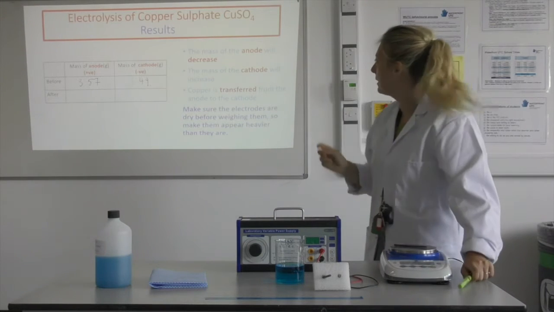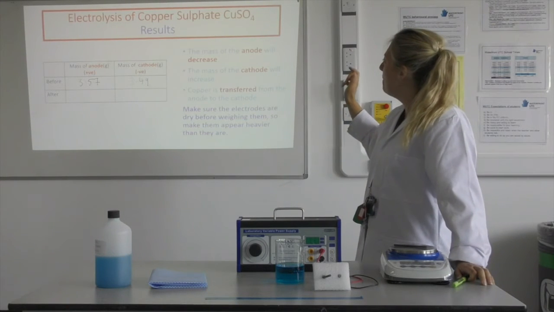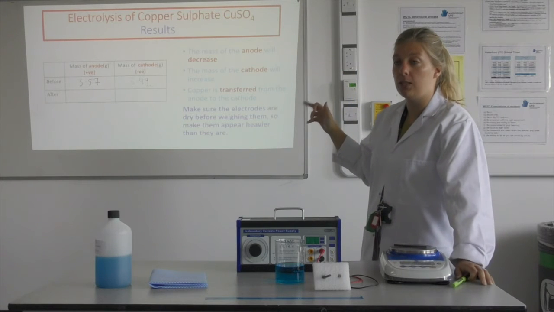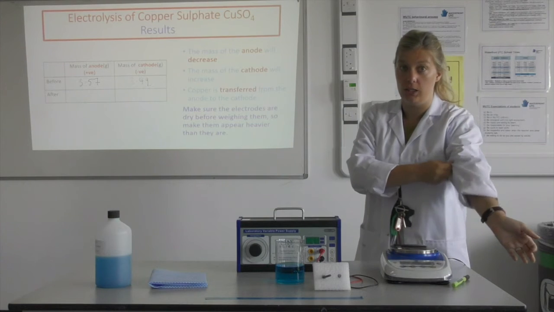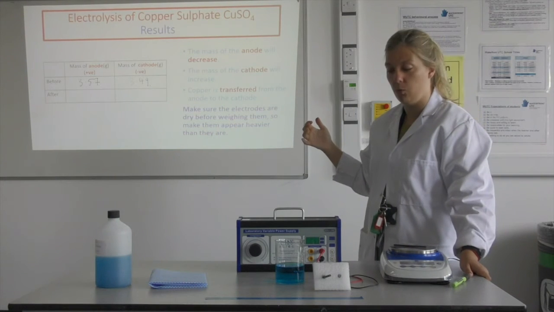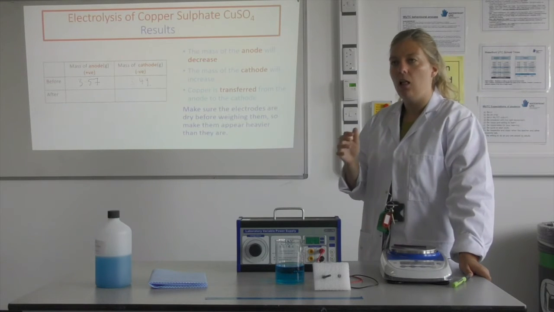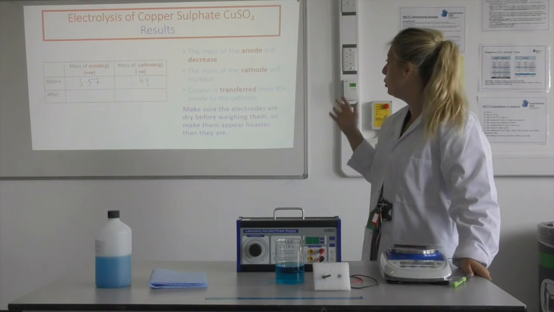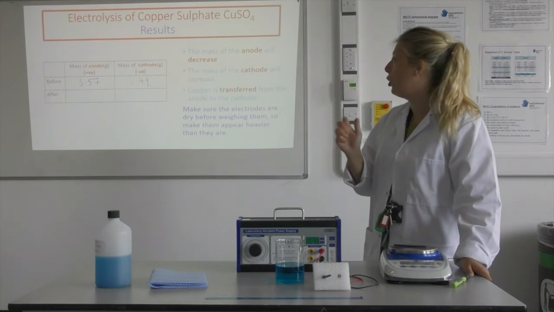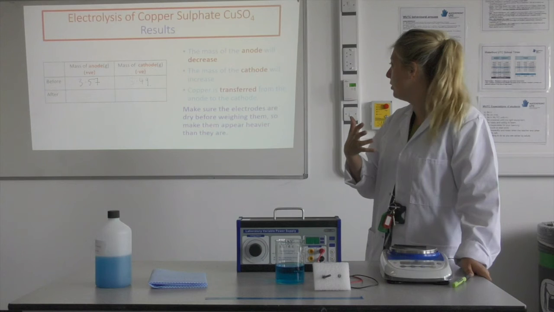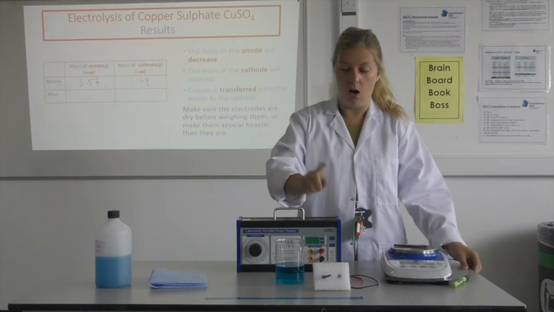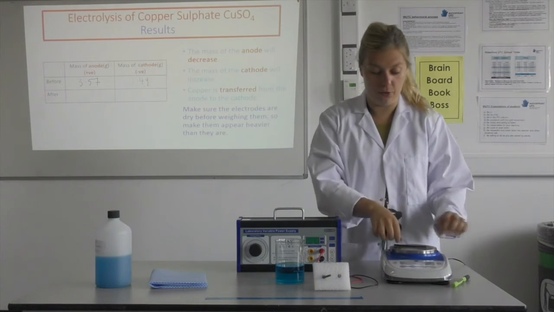Now, what we'd expect to see is the mass of the anode should decrease, okay, because it's going to be losing oxygen. And the mass of the cathode, the negatively charged one, will be gaining the positively charged copper. So it should be gaining mass. That's what we'd expect to see, because the copper is transferred from the solution into our negatively charged cathode.